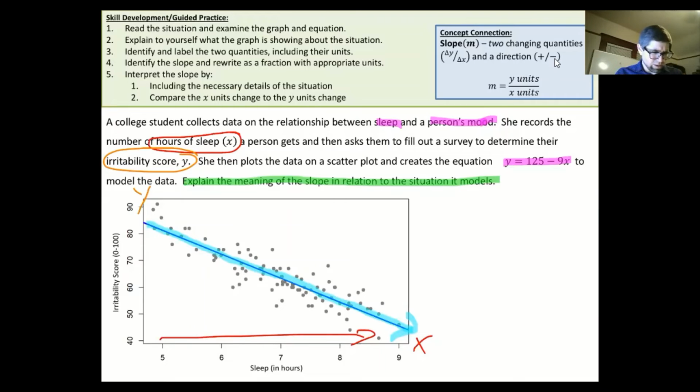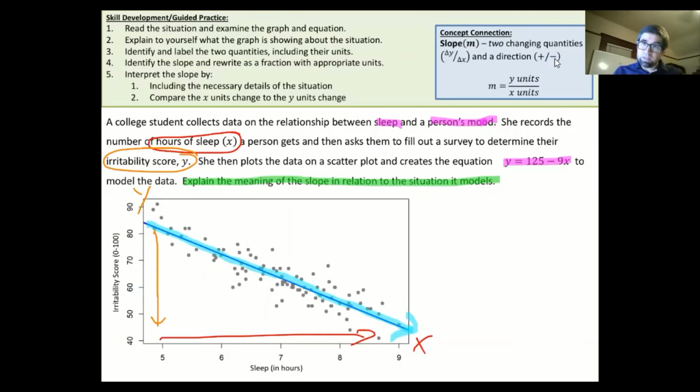Well, I see that I started up here at around 85-ish, and as that blue line goes from left to right, I see that the irritability score is going down. So if the number of hours of sleep someone gets is increasing, their irritability score is going down. That makes a lot of sense. Have you ever got just a little bit of sleep and then everything bugs you the next day? I certainly have. This graph makes sense to me. If I get more sleep the next day, I'm less irritable. I might have more patience.